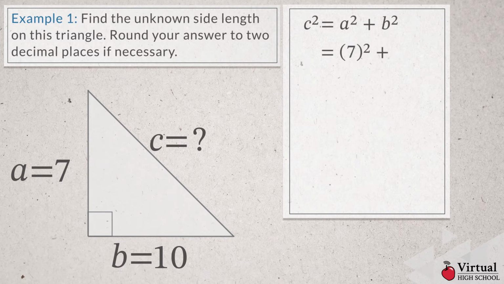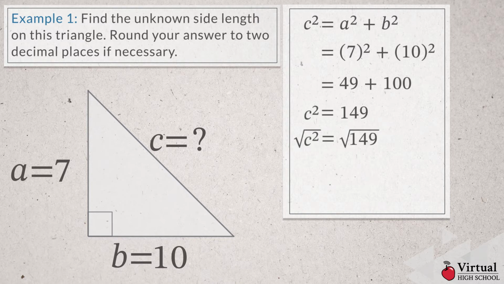Substituting the values that we know into the formula, simplifying, and taking the square root of both sides gives us a value of 12.2066. Therefore, the unknown side length, rounded to 2 decimal places, is 12.21 units.